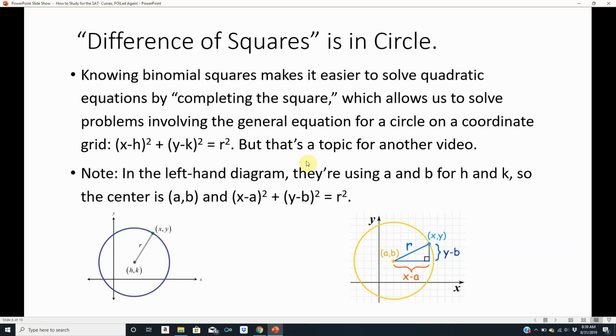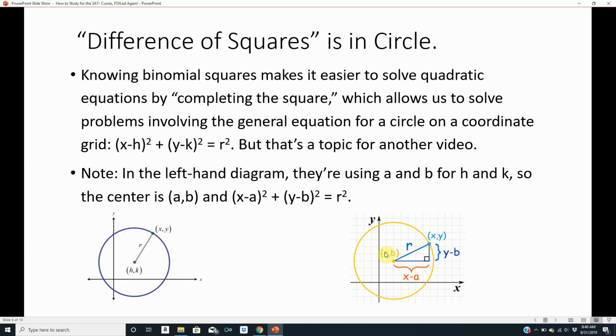So here are a couple diagrams showing it. Here r is the radius, (h, k) is the center, and (x, y) is going to be any of these values on the circle. It's going to be the same distance because it's a radius. So in this other one, they show you more explicitly that this is derived from the Pythagorean theorem.